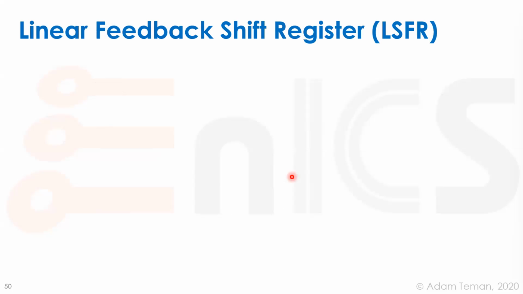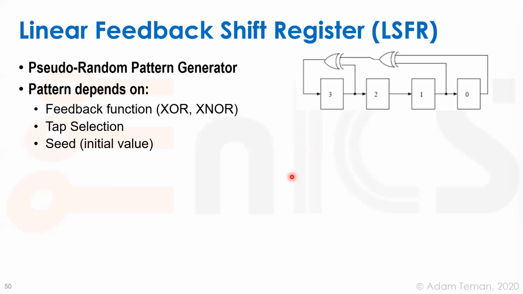So first of all, something that not all of you have heard of, unfortunately, because it's a very useful digital block, and I don't think it's taught anywhere in university, is called an LFSR, or a linear feedback shift register. And basically, it's a pseudo-random pattern generator. So what you do is you take a shift register, and at certain points, you tap it, you take the output of some of the points, and you push them into an XOR or an XNOR gate.